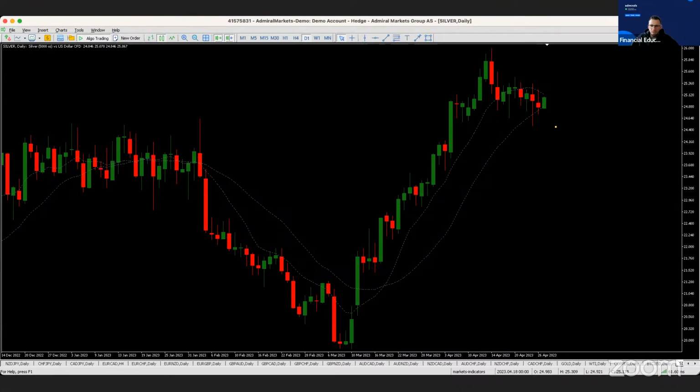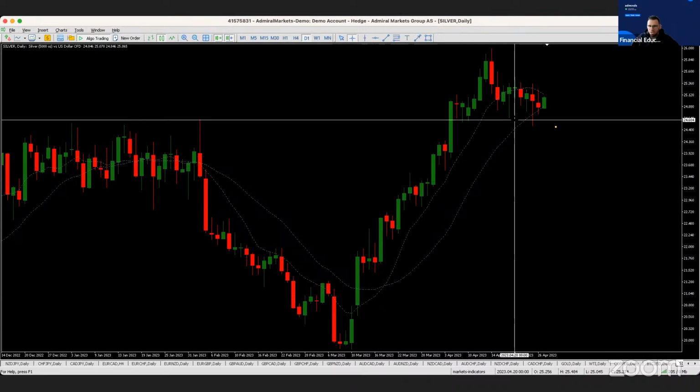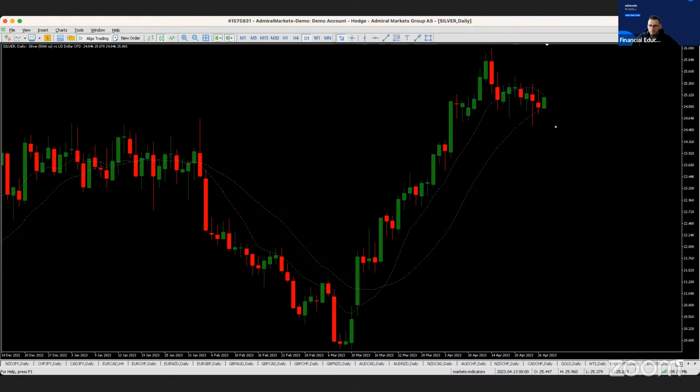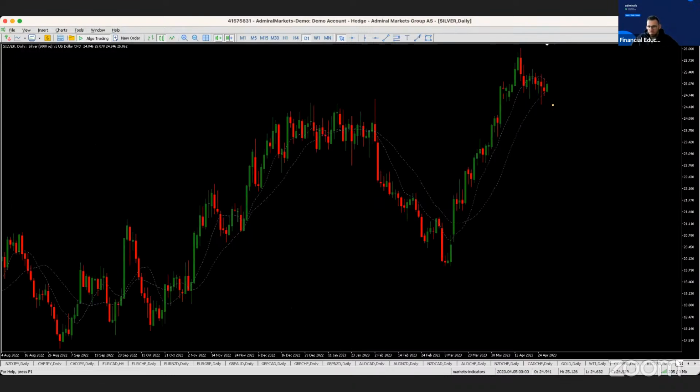Now, we see a lot of rejections here at the 21 moving average. Very shallow retracement. It looks like the market wants to push higher. So if it's going to keep doing higher highs, then definitely we're going to look for some bullish activity.